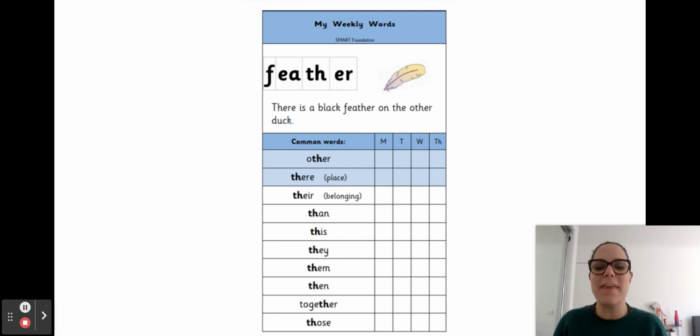Together, them, then. Let's go over the words one more time as I point to them on the screen. Other, there, there, than, this, they, them. Then, together, and those.